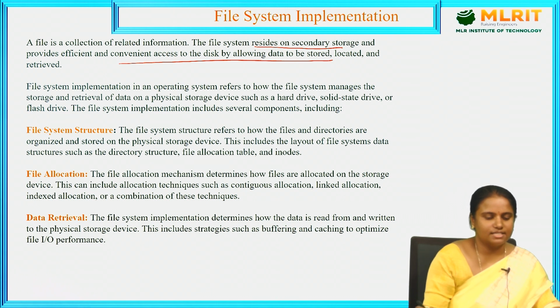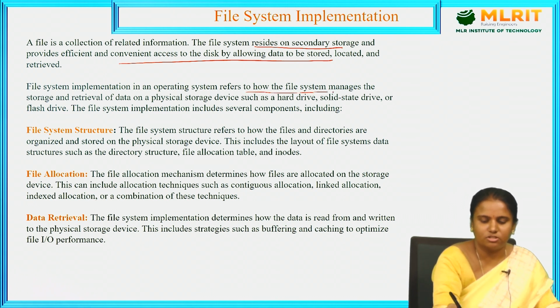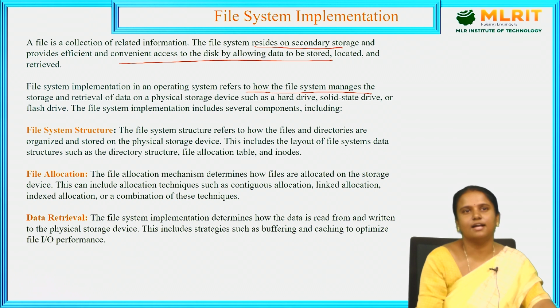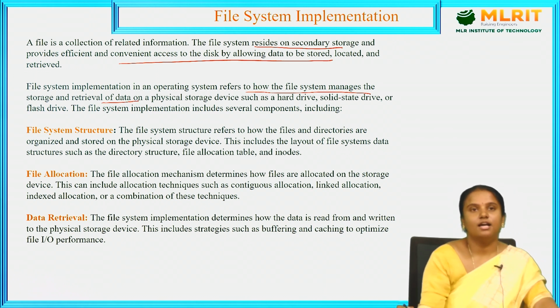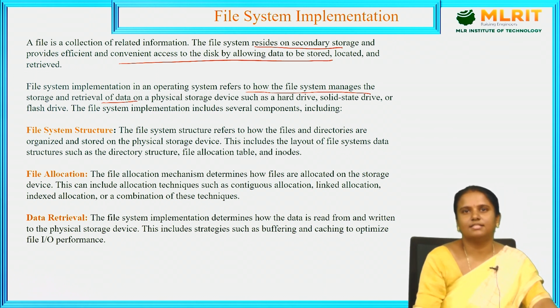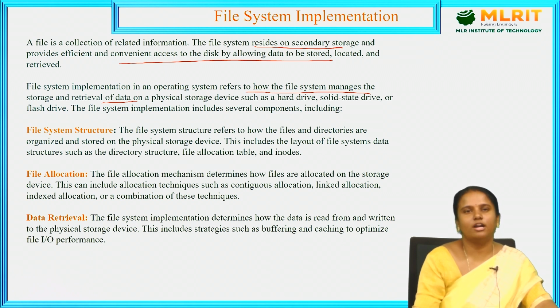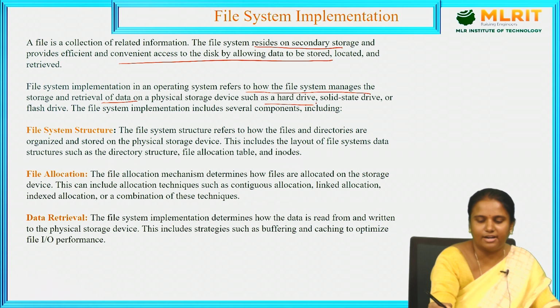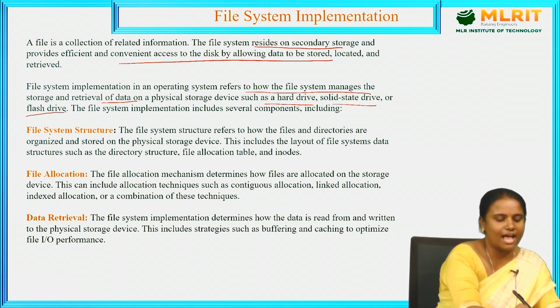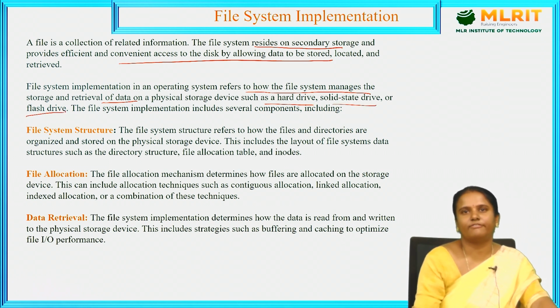Next, file system implementation, in an operating system, refers to how the file system manages the storage and retrieval of data. Whenever you want to store data in the file system, you can store it in pen drives, in the hard disk drive, or in other secondary storage devices. So on a physical storage device such as a hard drive, solid state drive or any flash drive.